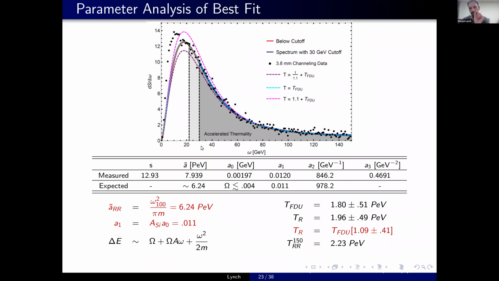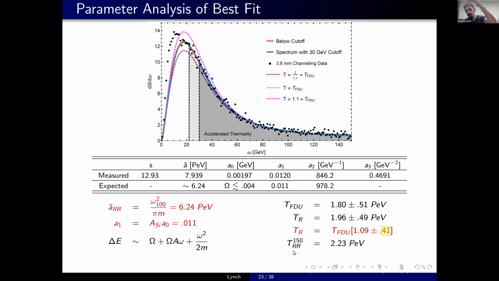So if I average the accelerations, I guess if you want to average the average accelerations for each cutoff, from 30 at multiples of 10, 30, 40, 50, 60, all the way up to 100, okay? I get an average acceleration of 1.8 PeV, and the error here comes from the standard deviation of the mean, okay? And then if I do the average of the best fit Rindler temperatures, where we specifically leave that temperature arbitrary, we get 1.96. And so again, standard deviation of the mean for the error. And so then we find that the temperature of that Rindler bath is the Fulling-Davies-Unruh temperature plus or minus about 0.4, okay, in terms of that standard deviation.